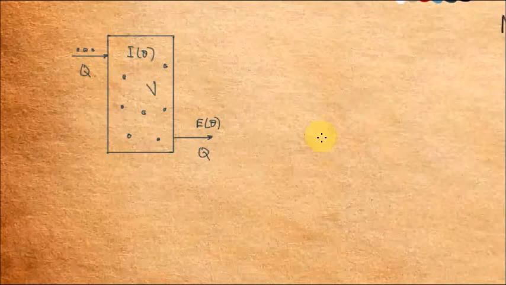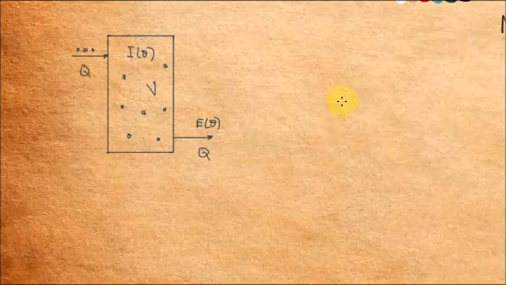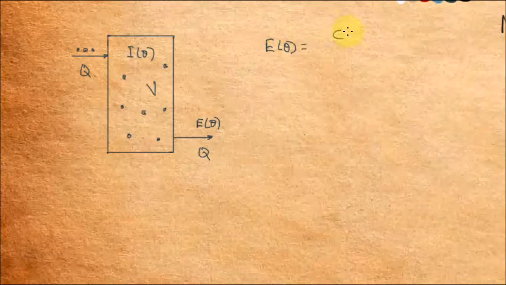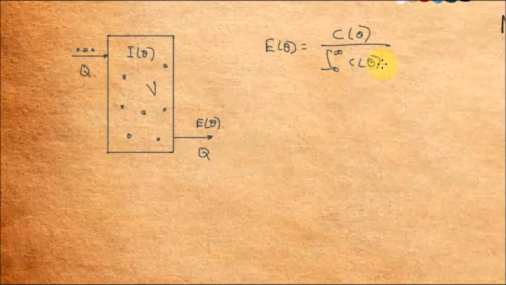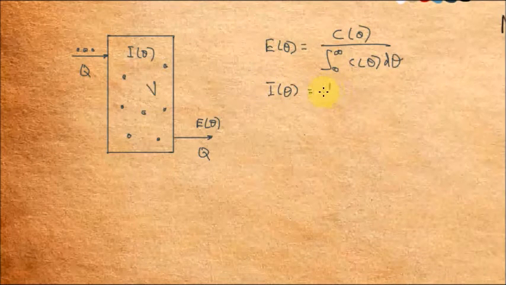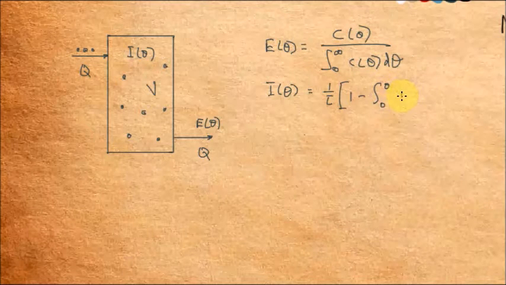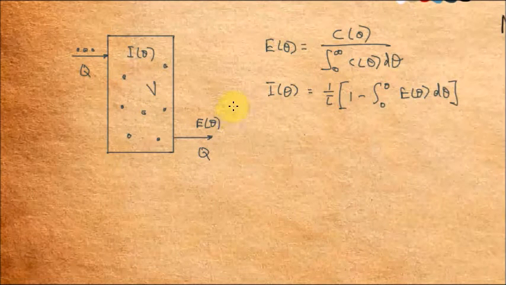We now have two very powerful ways of estimating age distributions. We've introduced the tracer experiment, and we've also introduced the mass balance. And we have the two results that E of theta can be obtained by experiment by dividing the tracer concentration measured at the exit by the area under that same curve. So that's our E of theta, and we have that I of theta is simply 1 over tau times 1 minus the integral from 0 to theta of E of theta d theta. And we can estimate the age distribution inside and the age distribution at the exit point.